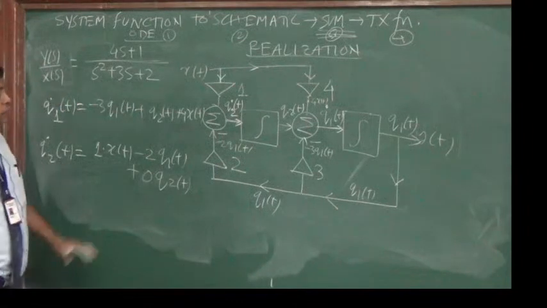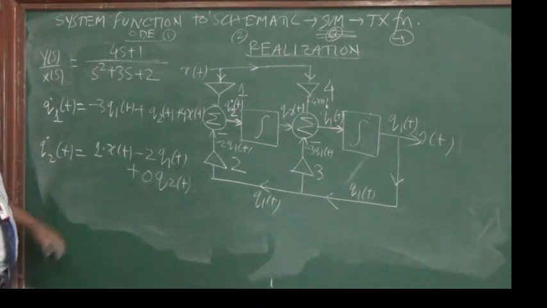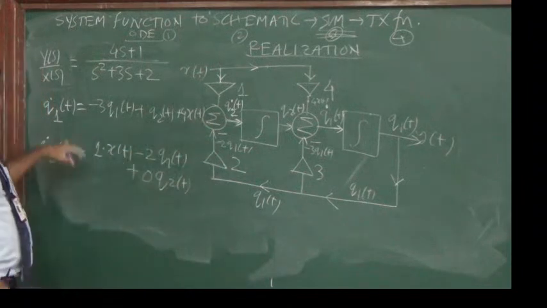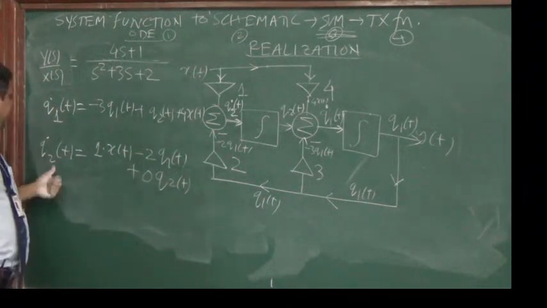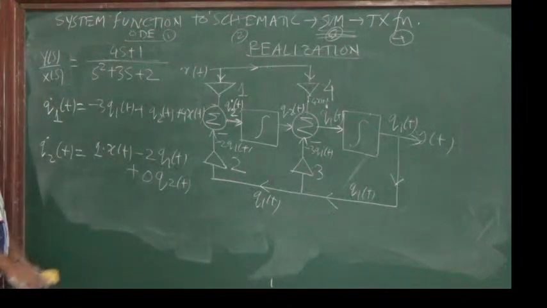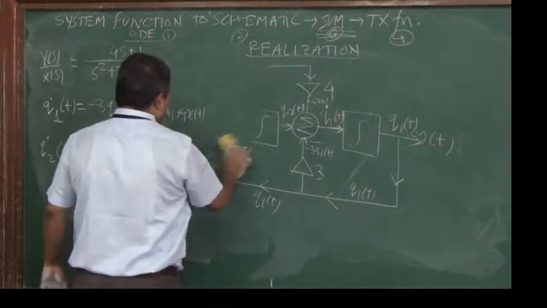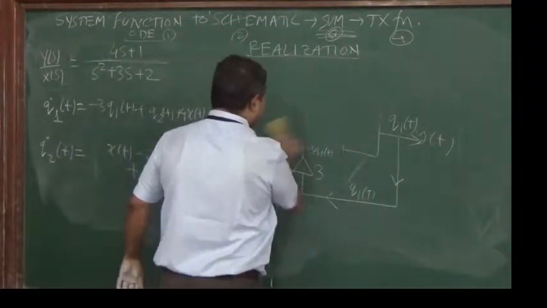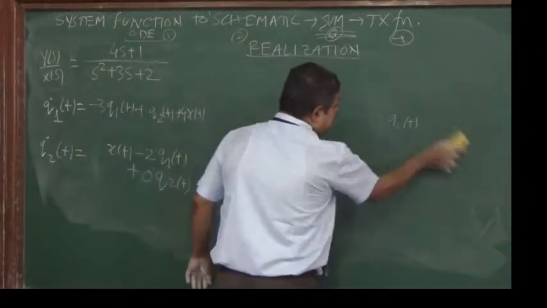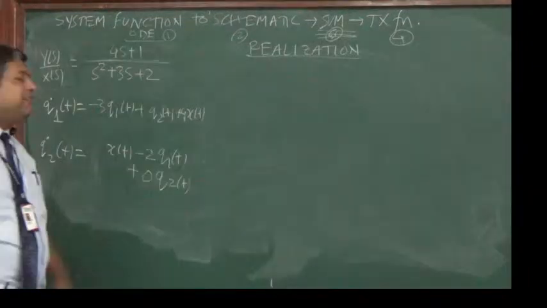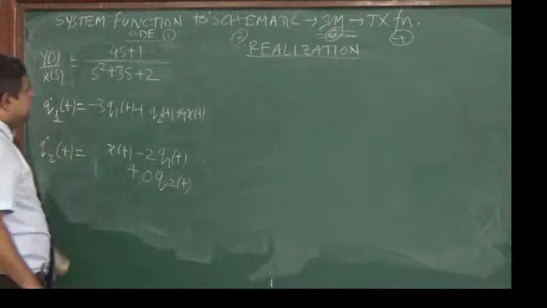Okay. So from this schematic, we have found the equations: minus 3 q1(t) plus q2(t) plus 4x(t) is nothing but equal to q1 dot(t). And y(t), that is 1 of q1(t), and minus 2 q1(t) and 0 q2(t) plus x(t) for q2 dot. Now I'll remove this because the job of the schematic is done. So from system ODE we had come to transfer function, from transfer function we have come to schematic, and from schematic we have written these two equations.